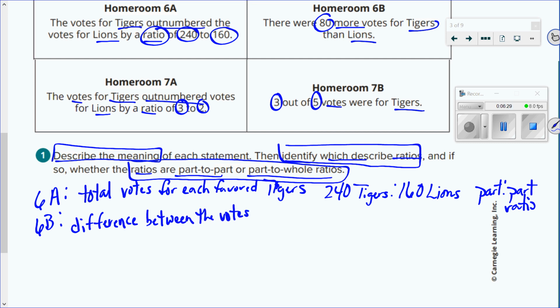Was it a ratio? No. How many think 6B was a ratio? Raise your hand. Nobody? Okay, raise your hand if you think 6B was not a ratio.